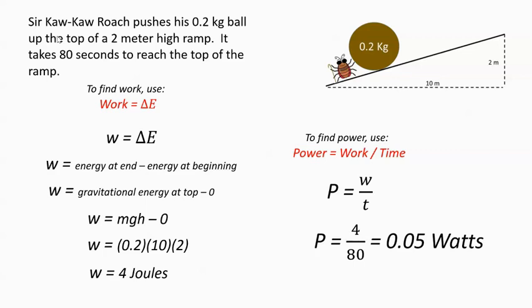So with this method, we're able to find the work done even without knowing how much force was used, just by looking at the change in energy of the other object. Not the one doing the work, but the one that's getting the work done to it.